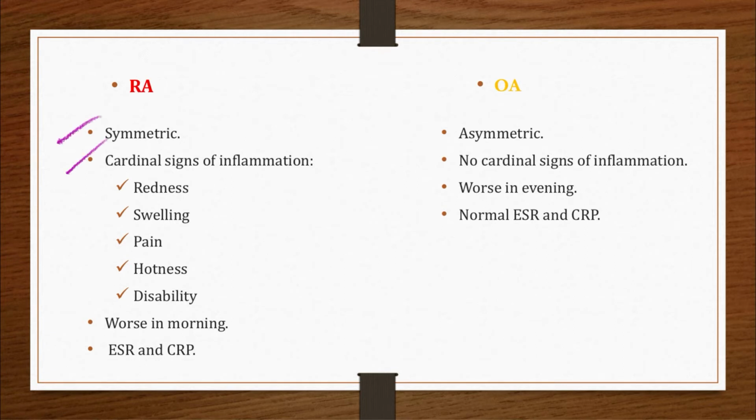It means the patient will come to you with the cardinal signs of inflammation like redness, swelling, pain, hotness and disability, loss of function, which is worse in the morning and improves as the day passes with physical activity. Also, your patient will have elevated levels of ESR and CRP because this is an inflammatory arthritis. When it comes to osteoarthritis, it's asymmetric, non-inflammatory, meaning no cardinal signs of inflammation, no elevation in ESR and CRP and hepcidin, and unlike rheumatoid arthritis, in osteoarthritis the stiffness and pain are worse in the evening instead of the morning.